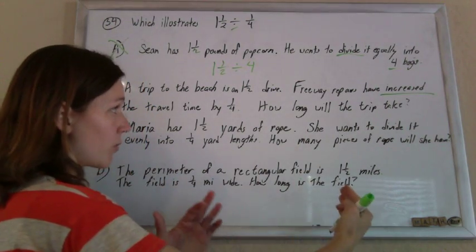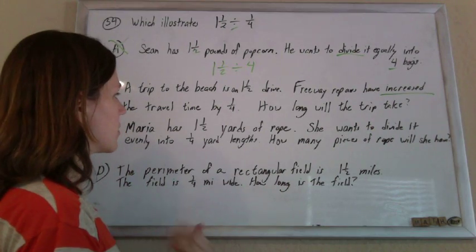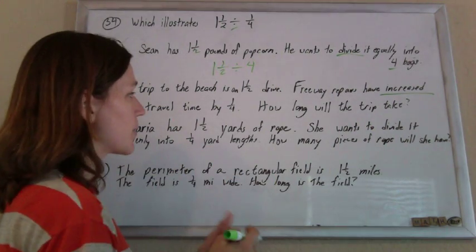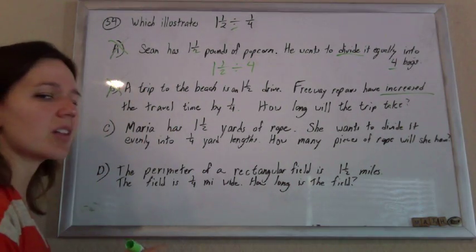If it increased by 1/4 of an hour, you would add 1/4 to that. If it increased to like a 1/4 more of the time, then you'd be multiplying. You're certainly not dividing, so that's not looking so great.